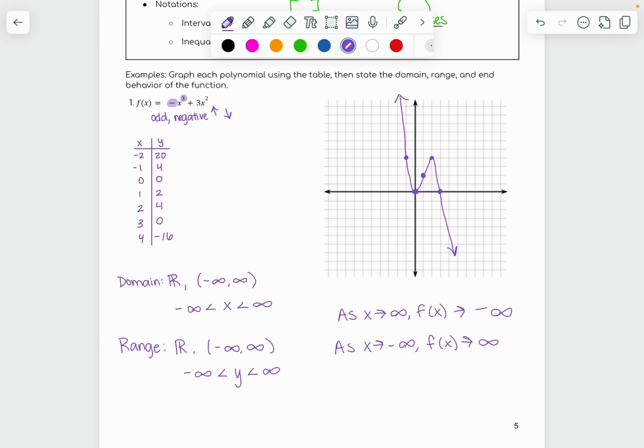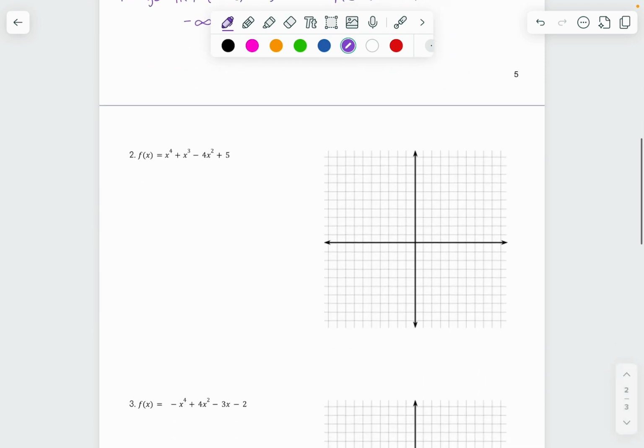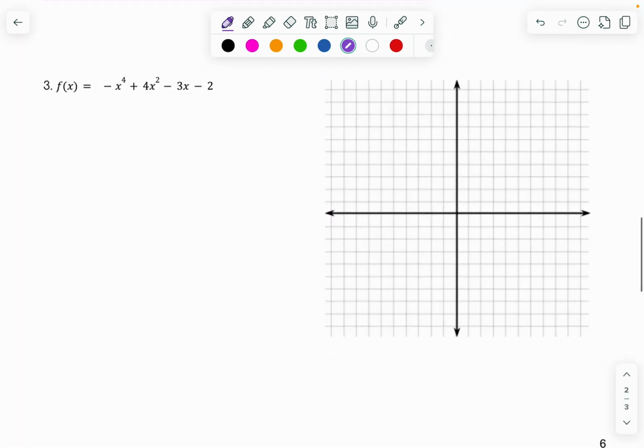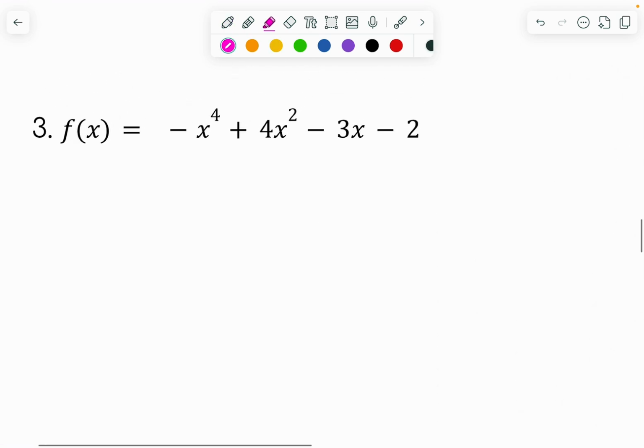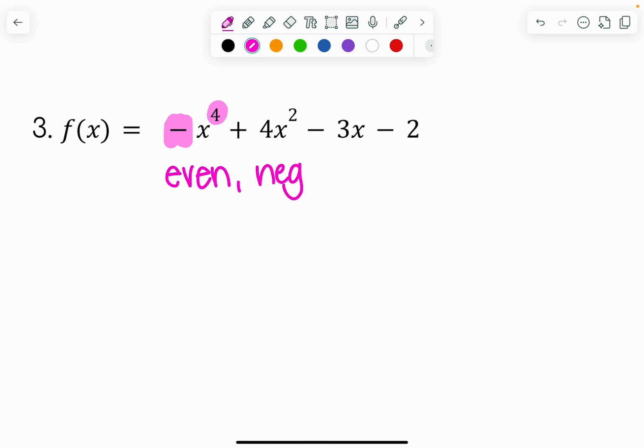All right, I would like to do another odd number with you. So let's do number 3 together. Looking at number 3, we are looking at a 4 for the degree and a -1 for the leading coefficient, which means this is going to be an even negative function. So I can expect both ends of my graph to shoot down.